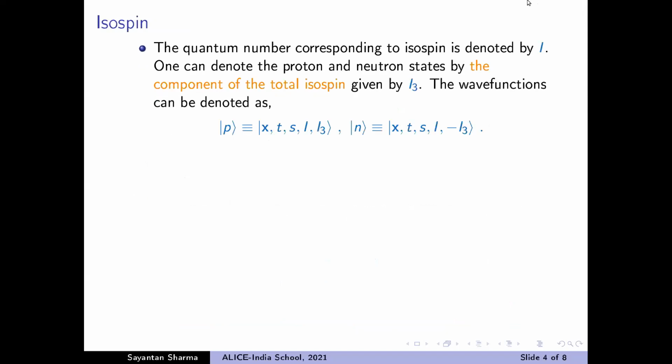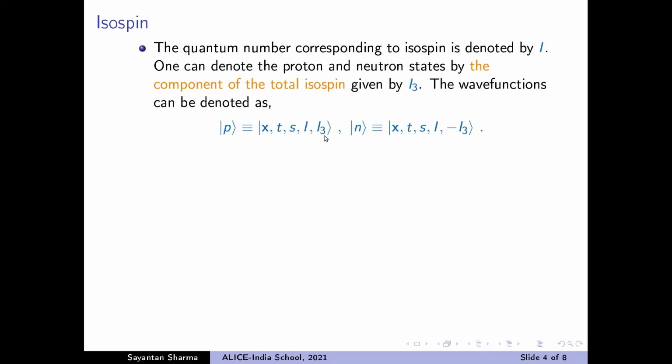So one uses this quantum number for the isospin denoted by I. So I represents the isospin, and then one can also write the component of the total isospin, which is given by this I3. Since protons and neutrons have the same isospin, the only way to differentiate between them is from the component of the total isospin. So if one writes the wave function of the proton in this fashion, this corresponds to the wave function of the proton. It consists of these quantum numbers.